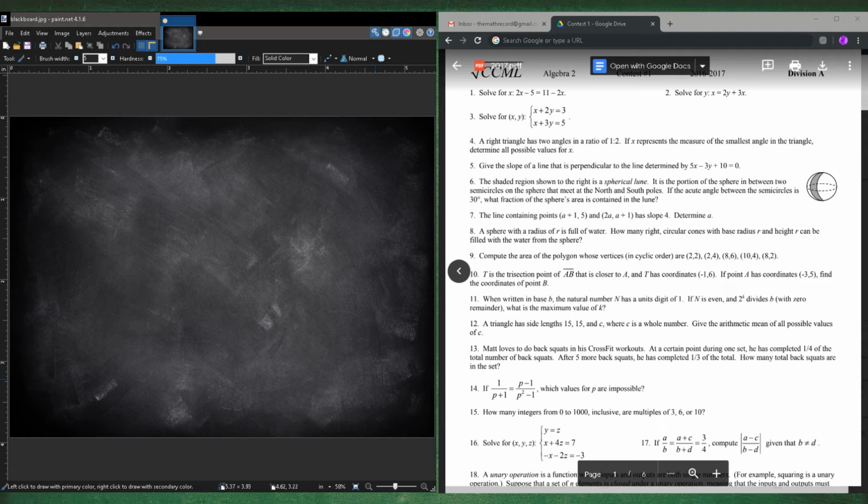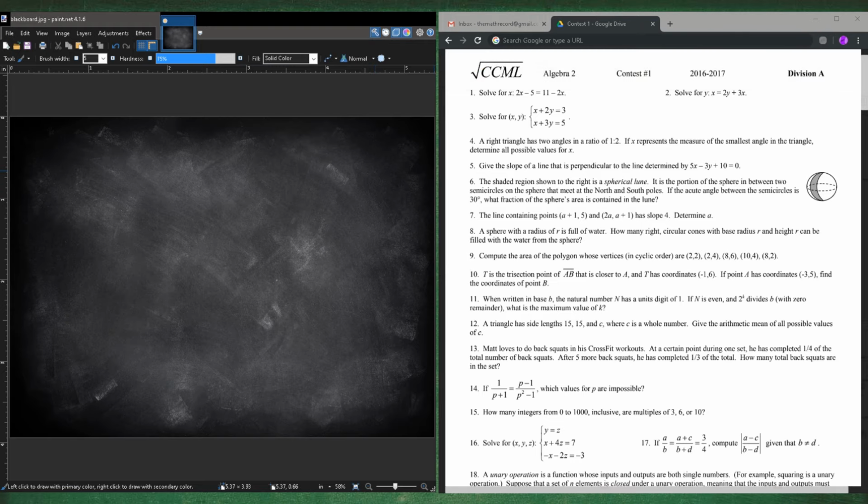Question 5. Give the slope of a line that's perpendicular to a line determined by 5x minus 3y plus 10 is equal to 0. So technically, you just subtract 5x from both sides and then divide by -3. So -5 divided by -3 is 5 over 3. So that's our original slope. To get the perpendicular slope, you just take the negative reciprocal. So -3 over 5. That's our answer. Basically that simple.